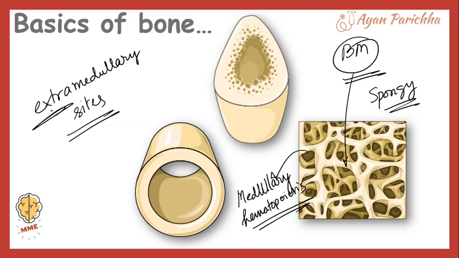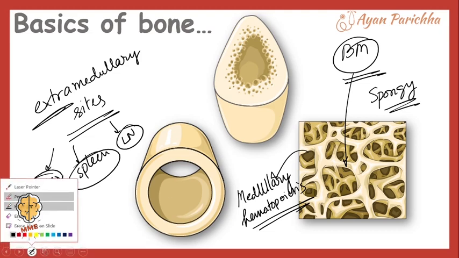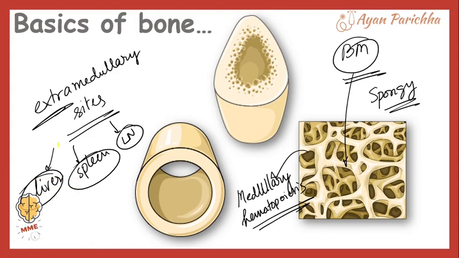Extra means outside the medulla, right? Where will that happen? That will happen in the liver, spleen, and to some extent lymph nodes, because they have a few hematopoietic stem cells left. Now they can jump into the work and do the stuff. Whenever you have extramedullary hematopoiesis, you will see in your clinical practice or ward visits that you will invariably, or in most situations, encounter hepatosplenomegaly.